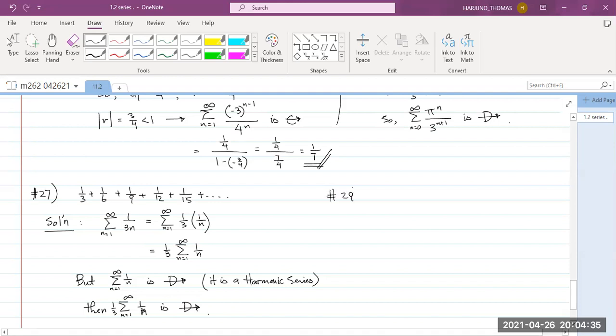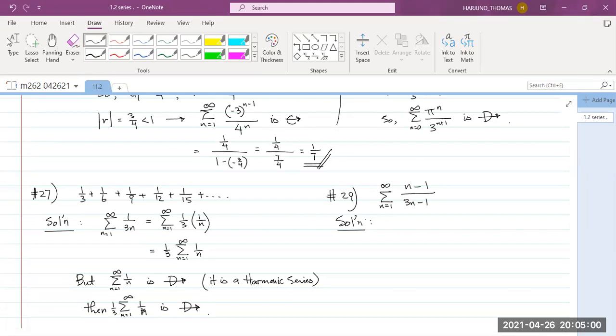Number 29. The infinite series from n equals 1 to infinity of n minus 1 over 3n minus 1. Is it convergent or divergent? And whatever your solution is, you need to argue why it's convergent and convergent to what. If it is divergent, you need to explain why.